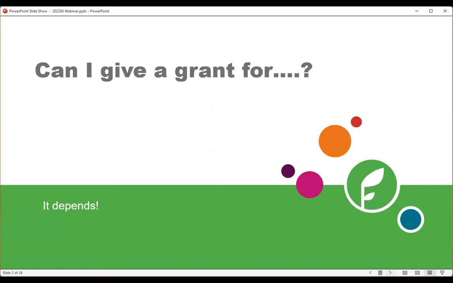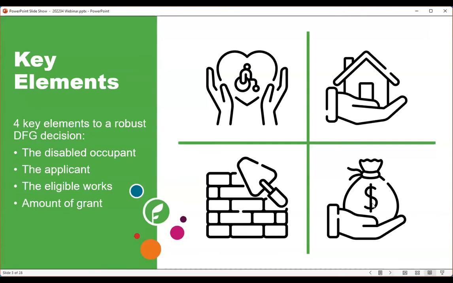So basically, what can I give a grant for? Or can I give a grant for X? Can I give a grant for Y? Is one of the most common questions we get asked. And as always, it depends. There's not necessarily a right or wrong answer in every case, but there are 4 key elements when you're coming to make a robust decision about DFGs.